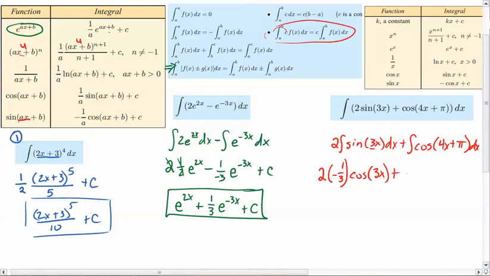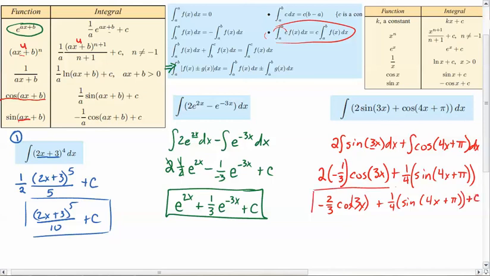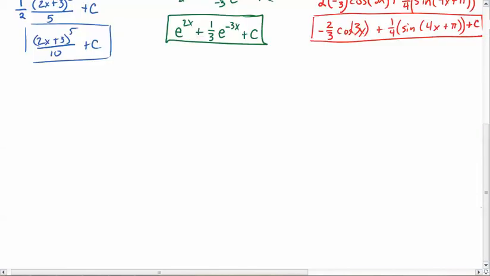Now I'm taking the integral of the cosine of 4x plus pi. So over here I look at the cosine of ax plus b. So 1 over a, that's 1 over 4, times the sine of ax plus b, which is 4x plus pi. That doesn't change. Alright, so then we can go ahead and simplify this. So that would be negative 2/3 cosine of 3x plus, keep that in parentheses, 1/4 sine of 4x plus pi. And so that would be fine as long as we put our plus c at the end, because we're taking an indefinite integral.